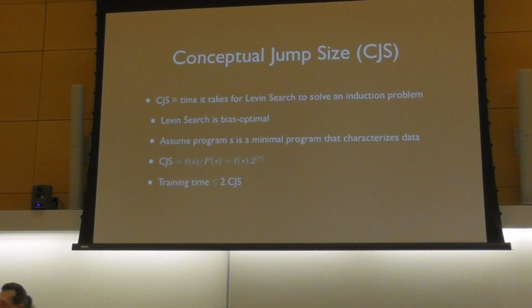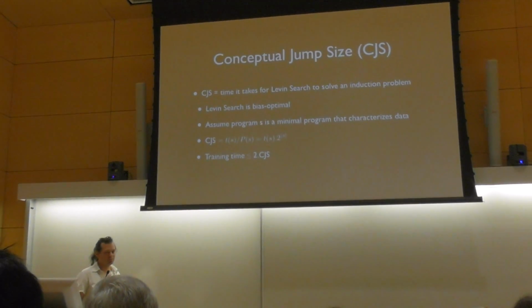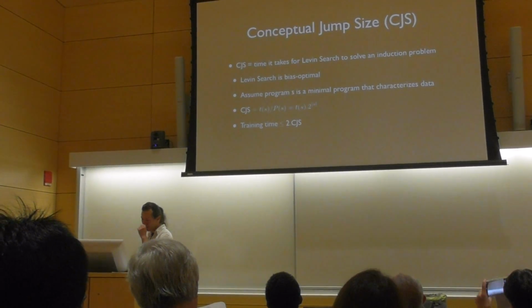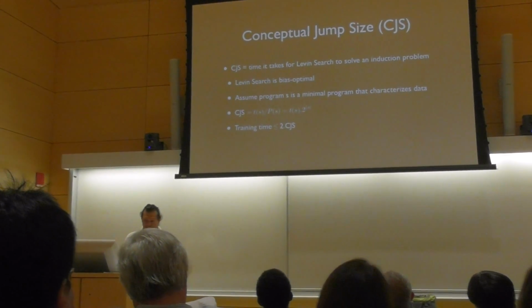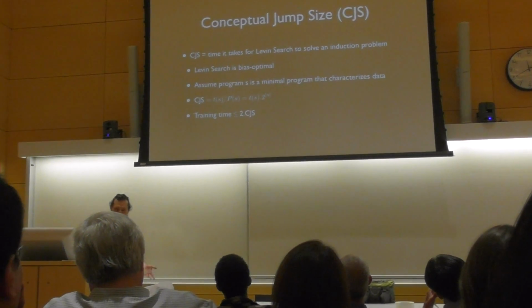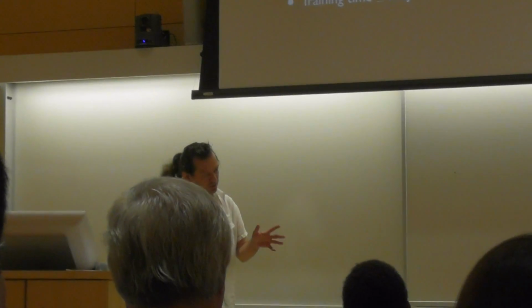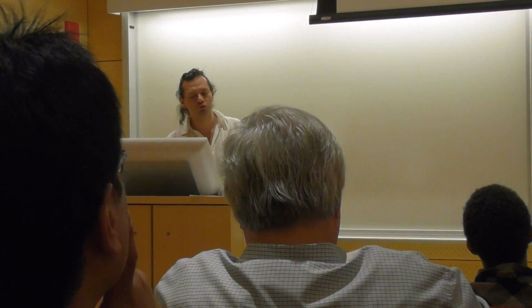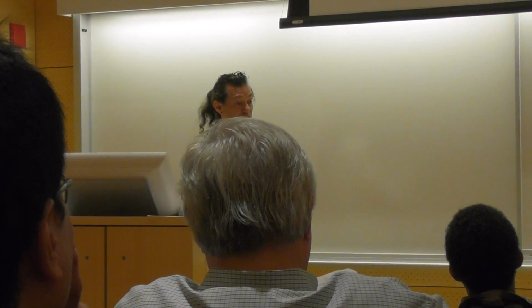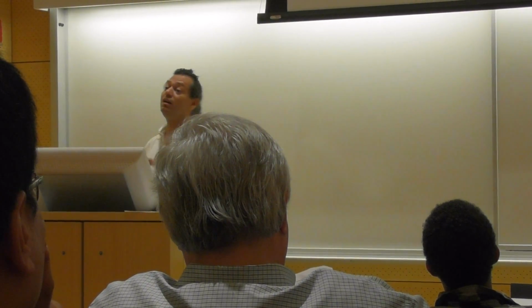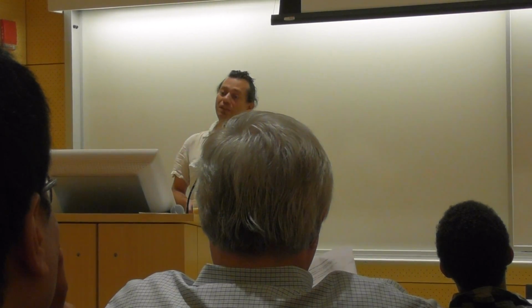All right, so conceptual jump size is a simple number that quantifies, approximately, the time it takes for Levin search or universal search to solve an induction problem. And Levin search is bias optimal, which means it's allocating time according to the a priori probability of each candidate solution.